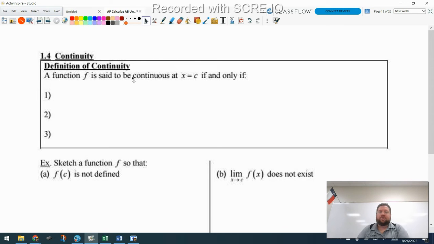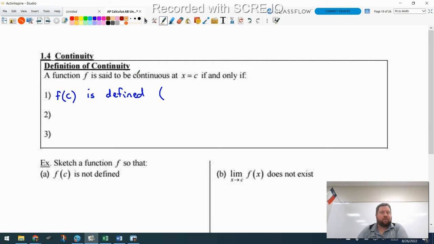Okay, so a function f is said to be continuous at x equals c, if and only if. Okay, so what we're actually looking at for this definition is continuity at a specific point on the graph. Okay, so three things have to be true for a function to be continuous at a specific point. Number one, the function evaluated at that point has to be defined.